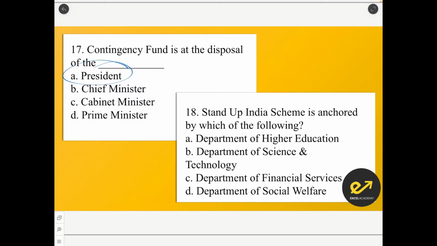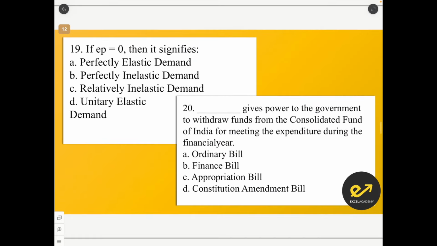Stand Up India scheme is anchored by which of the following? Stand Up India is for women and people coming from the scheduled caste and the scheduled tribes. So this comes under the Department of Social Welfare.